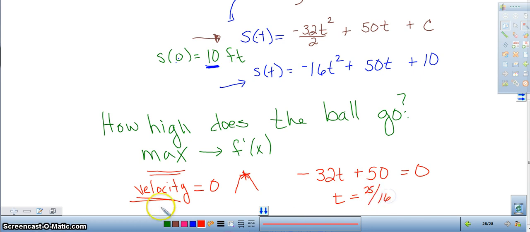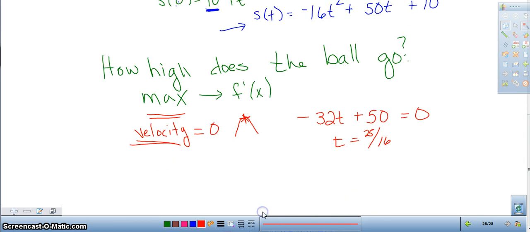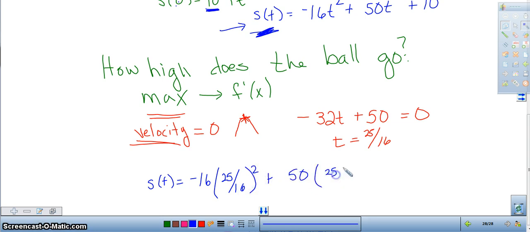I don't know what that is right now, but we'll just pretend I do. Then that doesn't really tell me how high the ball goes. How do I actually know the height of the ball? To know the height of the ball, I'd have to use this position function because position is a height. So I would say, well, s of t equals negative 16 times 25 over 16 squared plus 50 times 25 over 16 plus 10, and that will give me my height. And the height is 49.0625 feet. That's how high the ball will go.